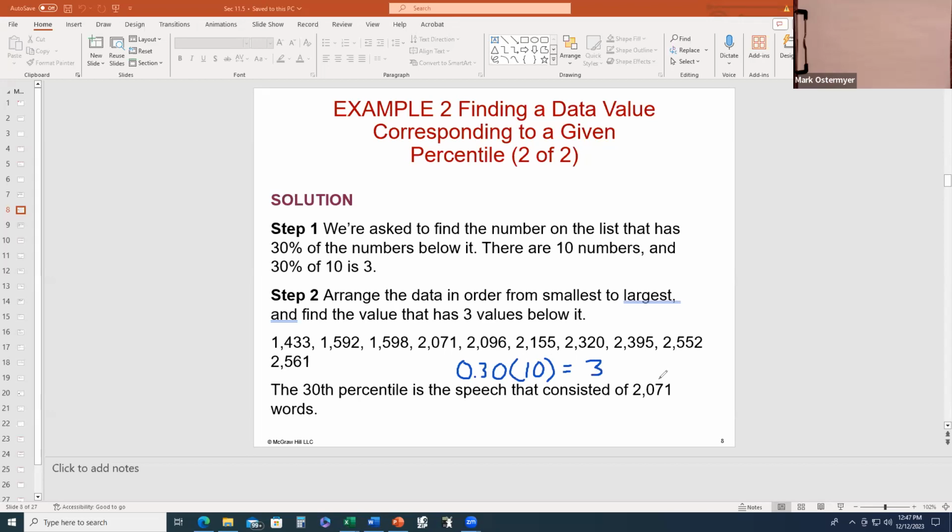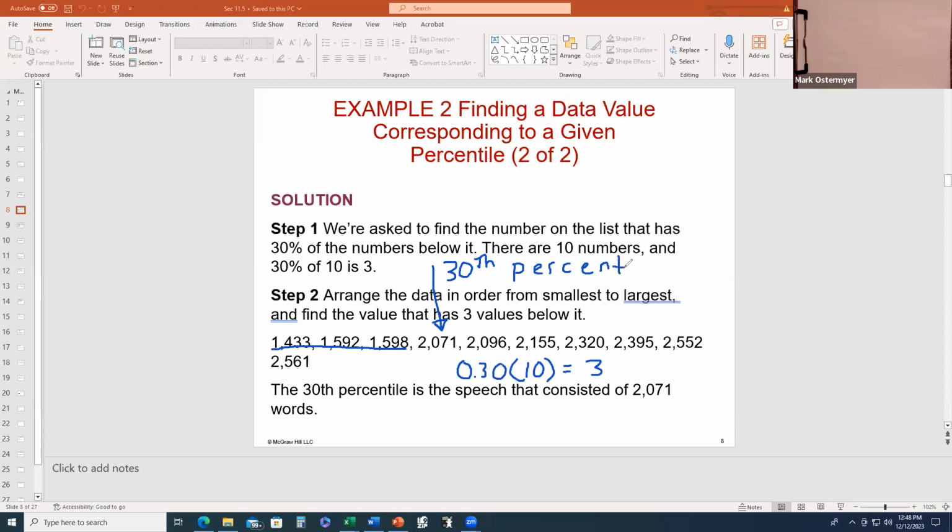All right, so we need to find the data value below which lie 3 of these observations. Well, here you go. There's 1, there's 2, there's 3. 3 observations lie below 2071. So therefore, ladies and gentlemen, we would say 2071 is the 30th what of this data set? It is the 30th percentile.